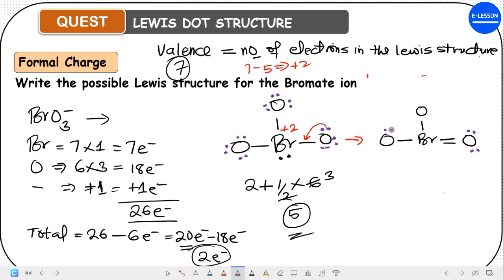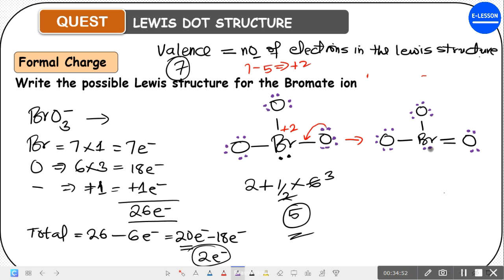And then here is 1, 2, 3, 4, 5, 6. And then here is also 1, 2, 3, 4, 5, 6. Now calculate the total number of electrons in this Lewis structure for this. There you have the 2 lone pairs of electrons also here.